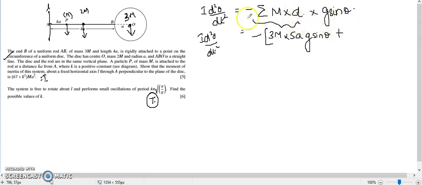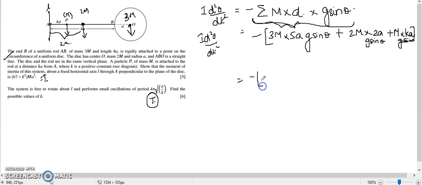Plus, actually under the summation this will also come, sorry. So you can take it up as a single thing. So 3m times 5a g sinθ plus, the next mass is the mass of the rod 2m, which is at a distance of 2a. See, this much is the distance of the rod center. We always take the distance d as the distance between the center of mass and the axis of rotation. So here the d is 2a. Plus the mass of the particle and its distance from the axis, so mka g sinθ. Here I forgot to put a g sinθ. Here also there is a g sinθ.